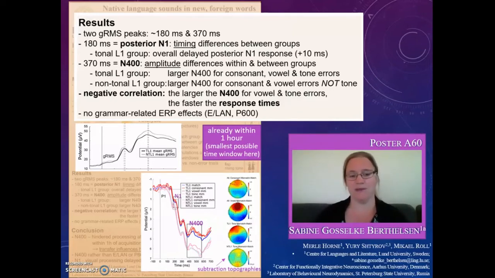I forgot to show you the ERPs. Here are the ERPs at electrode P1 and related subtraction topographies. The first topography is the consonant N400, that is mismatch minus match. The second is the vowel N400. The third is the tone N400 in the tonal group. And the fourth is the lack of the tone N400 in the non-tonal group.